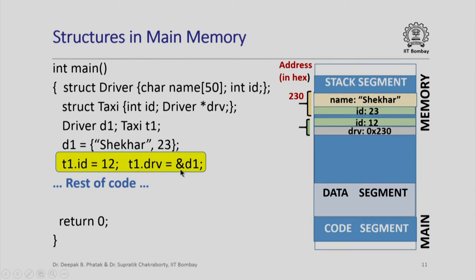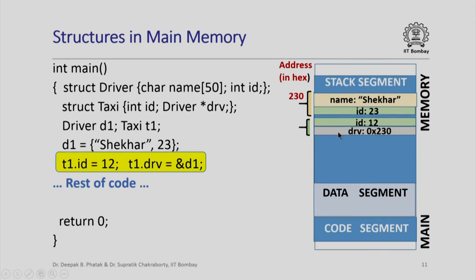I will first calculate the address of the variable d1. Now, if you recall, d1 was stored in this sequence of memory locations. So, when I am asking for the address of d1, I am asking for the address of the first in the sequence of locations. Let us say that address in hexadecimal notation is 230. Then in the space allocated for DRV for the variable T1, the hexadecimal value 230 will be stored. Now, if you look at this memory layout, you'll realize that the member DRV of the variable T1 actually has the address of the variable D1.